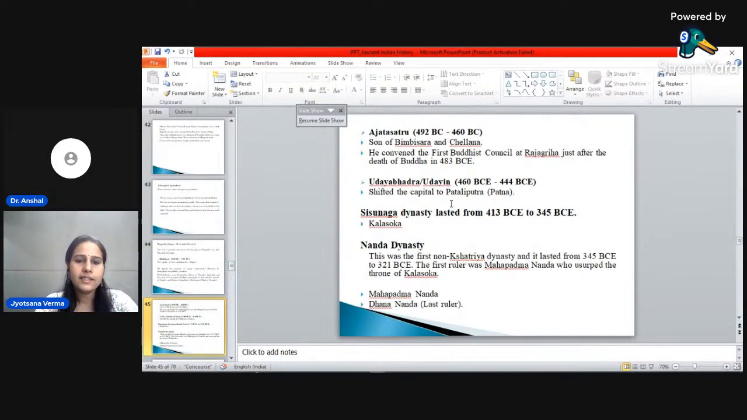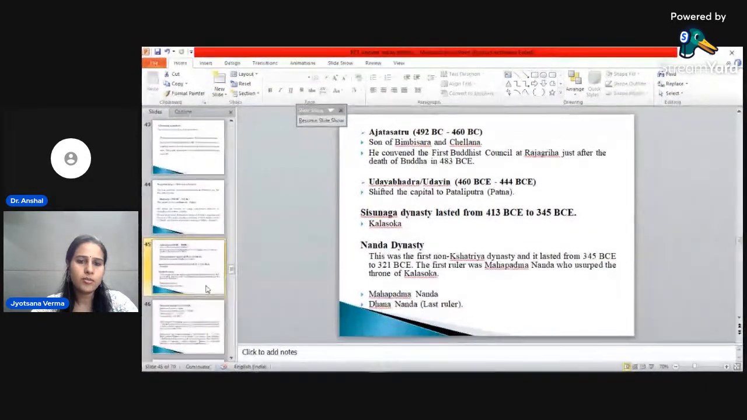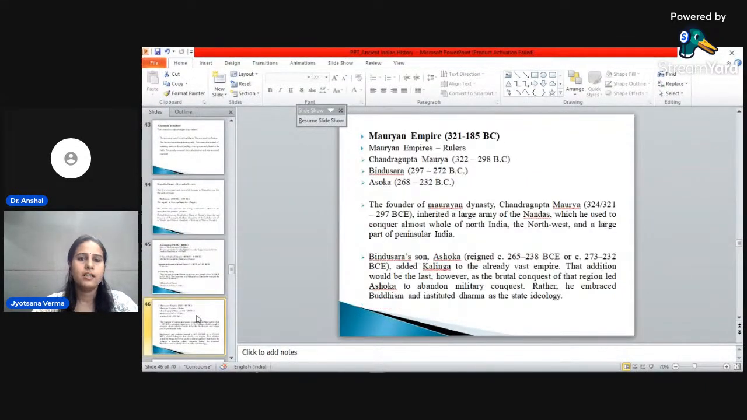Another dynasty of ancient India is the Shishunaga dynasty, in which Kalashoka was the important king. The next dynasty was the Nanda dynasty. This was the first non-Kshatriya dynasty, in which the first ruler was Mahapadma Nanda and the last ruler was Dhana Nanda. After the defeat of Dhana Nanda, Chandragupta Maurya became the king of the Mauryan Empire.